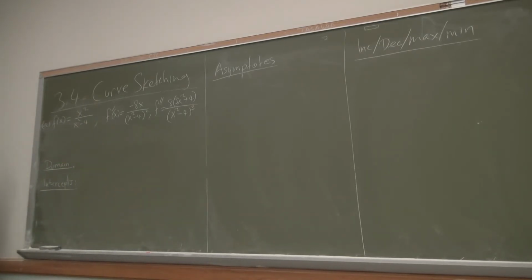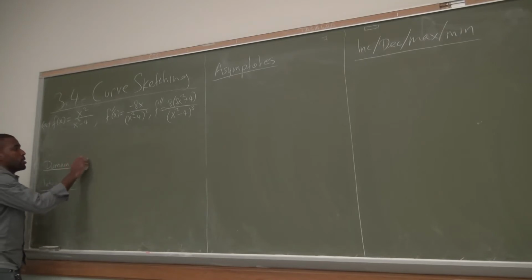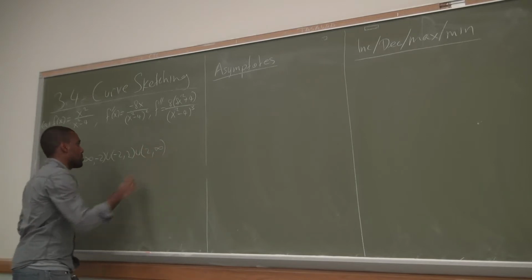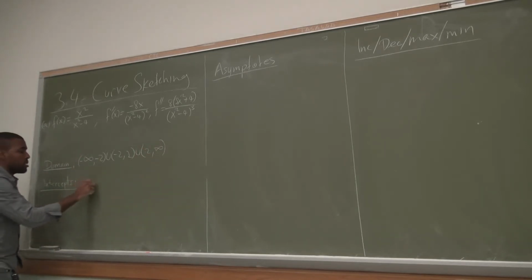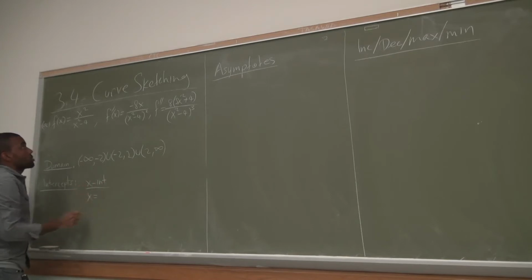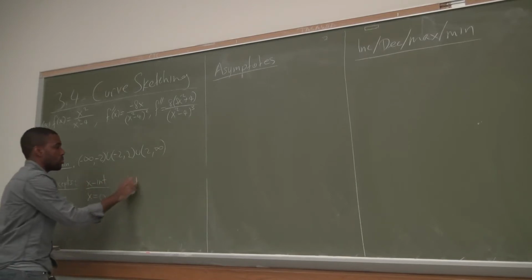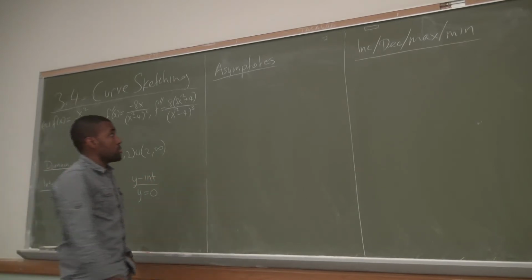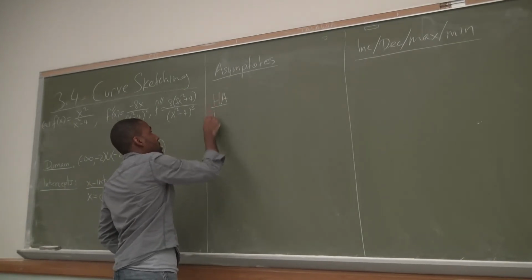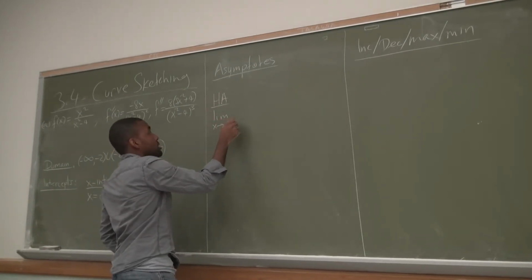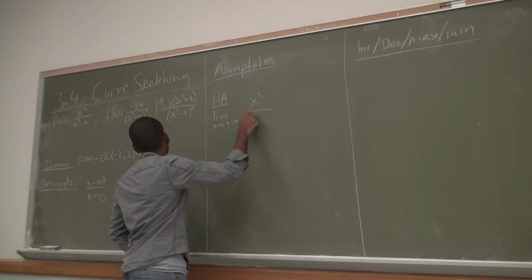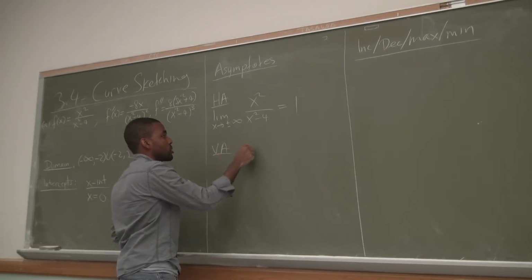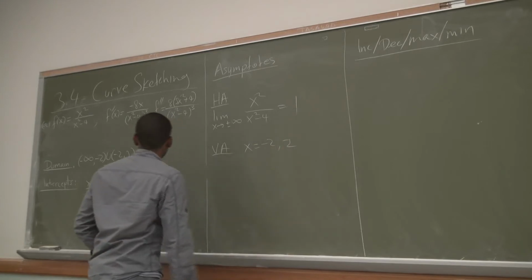So let's begin. Domain: negative infinity to negative 2, union negative 2 to 2, union 2 to infinity. Okay, intercepts. X-intercept: y is 0, just x equals 0. What's the y-intercept? Y equals 0. Asymptotes, horizontal: you take the limit as x goes to plus or minus infinity of x squared over x squared minus 4. In either case, you'll get 1. Vertical asymptote: this occurs when x is minus 2 or positive 2.